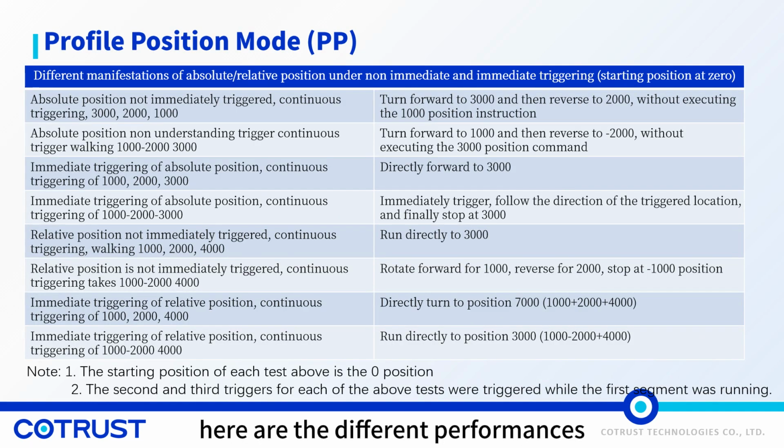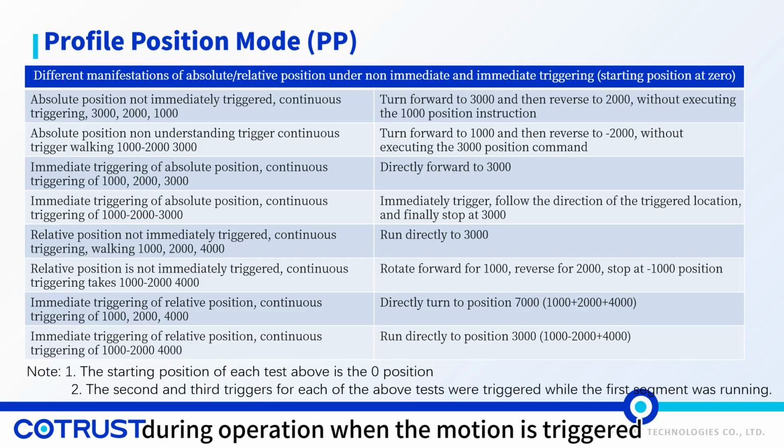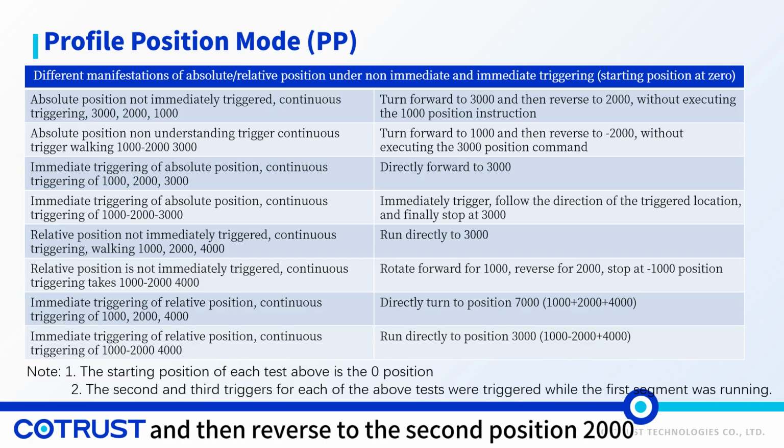Here are the different performances of relative positioning and absolute positioning under different trigger methods, such as using absolute positioning mode, using non-immediate trigger mode, first setting the positioning 3000, and then giving the 2000 and 1000 positions to 607A during operation. When the motion is triggered, the driver will still run to the first position 3000, and then reverse to the second position 2000, and the third position will not be executed.